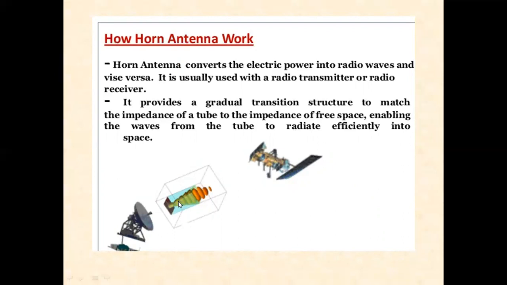For satellite tracking, this is the most widely used antenna. The horn antenna converts electrical power into radio waves and vice versa. It is usually used with a radio transmitter or radio receiver. It provides a gradual transition structure to match the impedance of the tube to the impedance of free space, enabling the waves from the tube to radiate effectively into space. So there is a matching of this flared structure with the space impedance, thereby there is an efficient radiation of the signal into space.